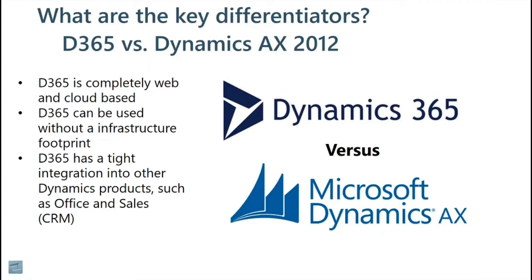The main differentiator you see in D365 is that it's a completely web and cloud-based solution, whereas AX is primarily a desktop application with some web and mobile app add-on components. The new version provides a cloud-based solution that really can be used anywhere without the large infrastructure footprint that you would typically have with AX, or if you were to try to do it in an on-premise environment with D365.